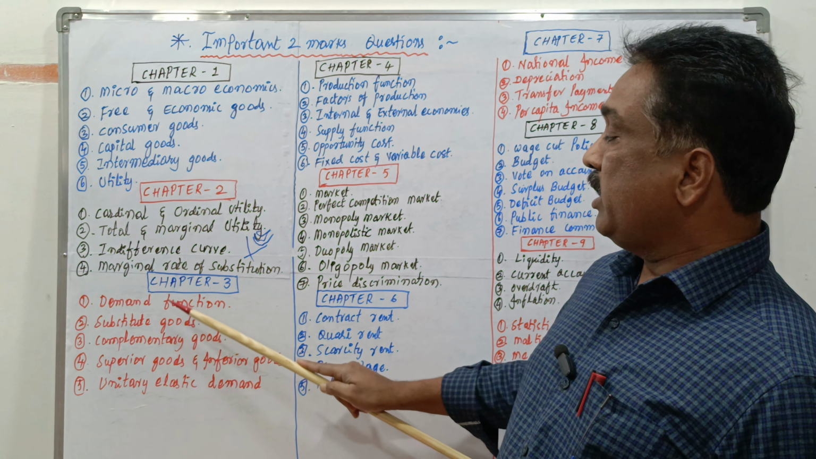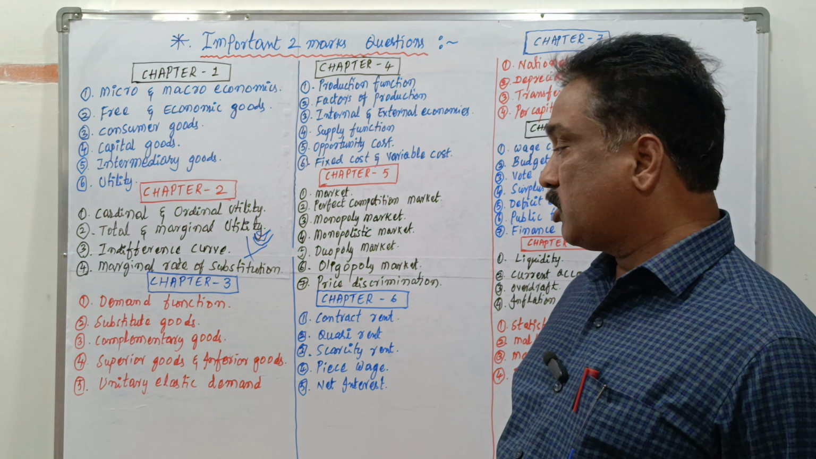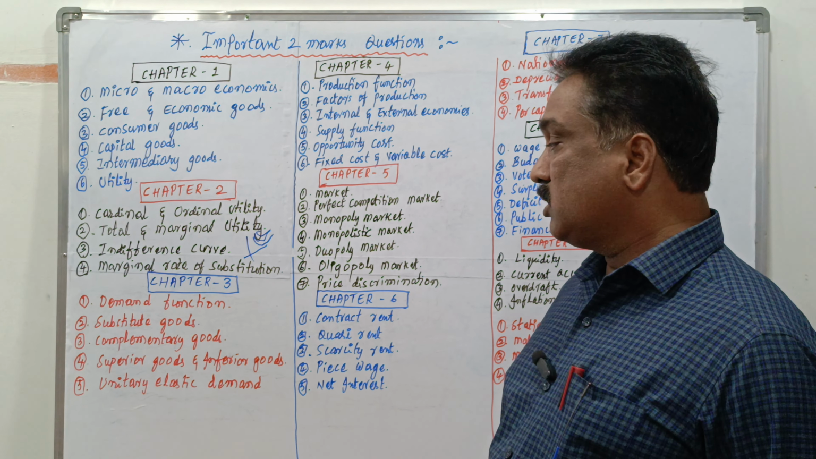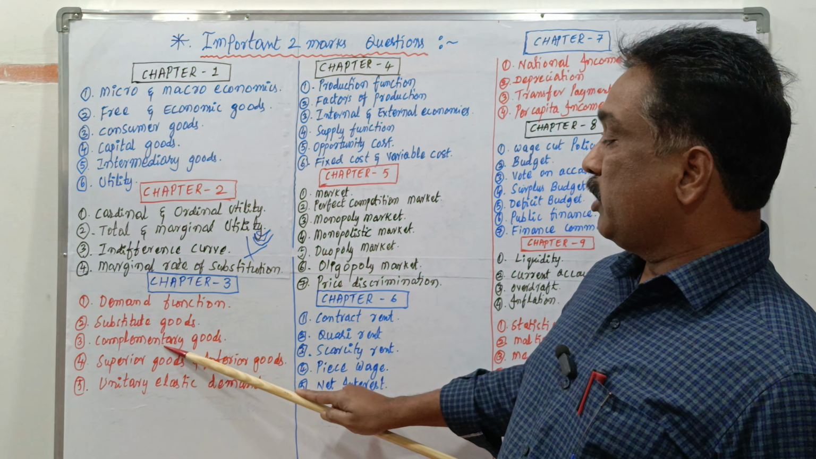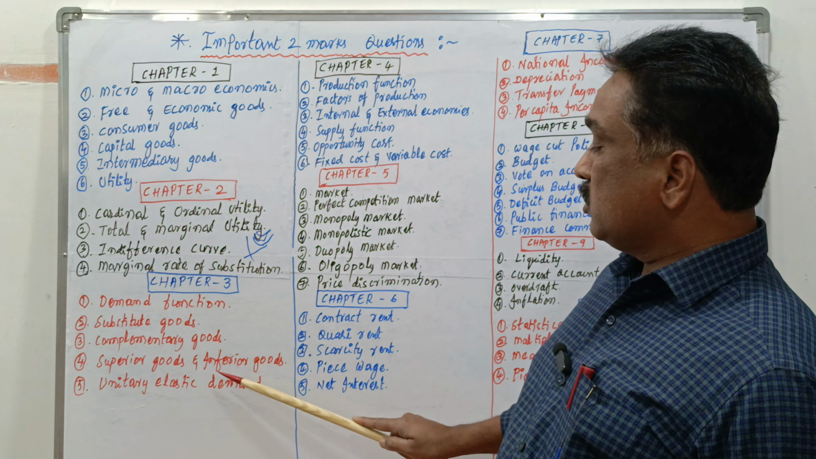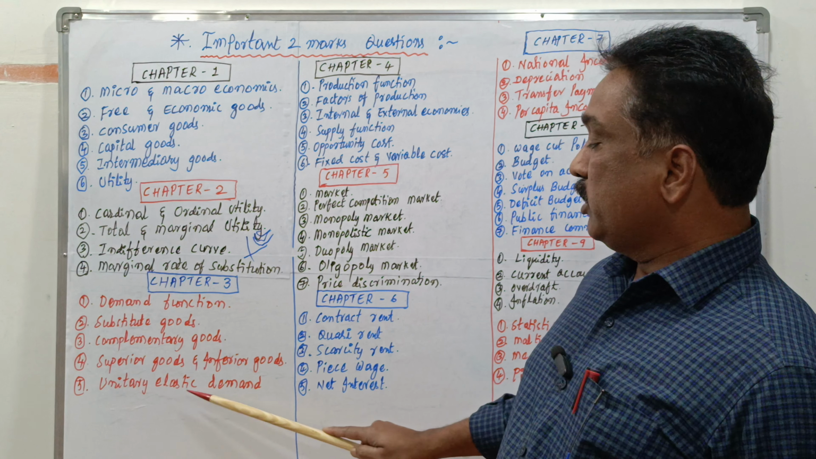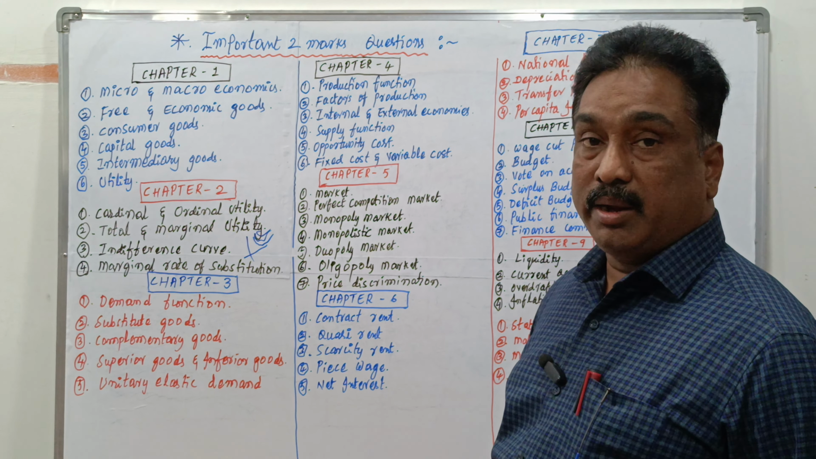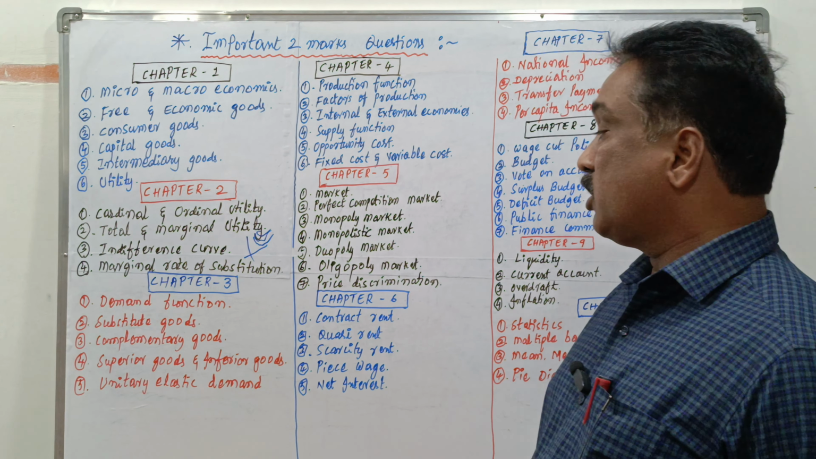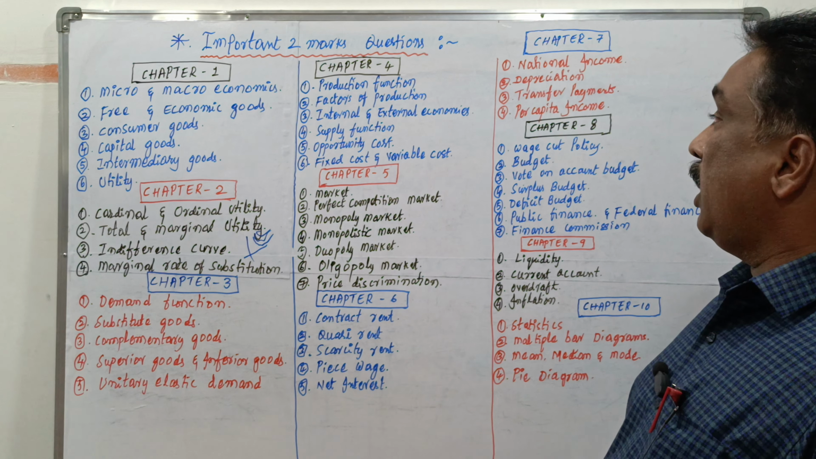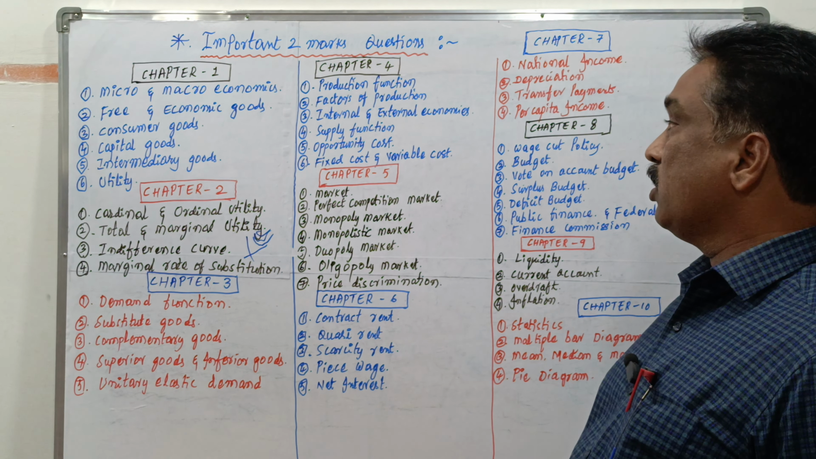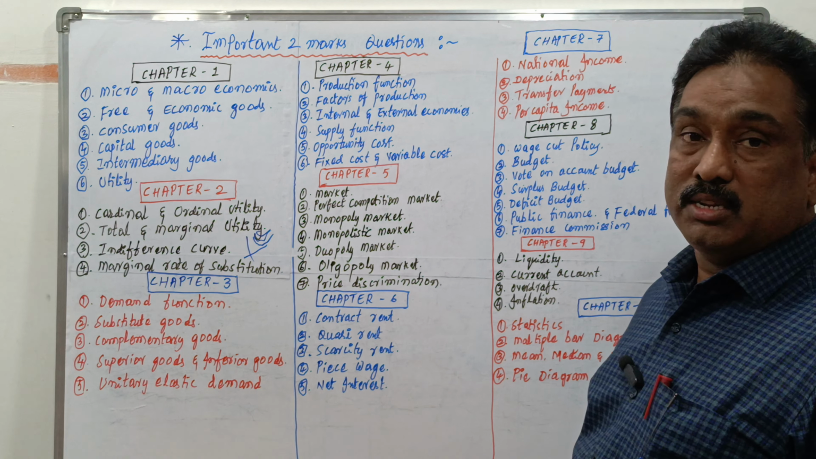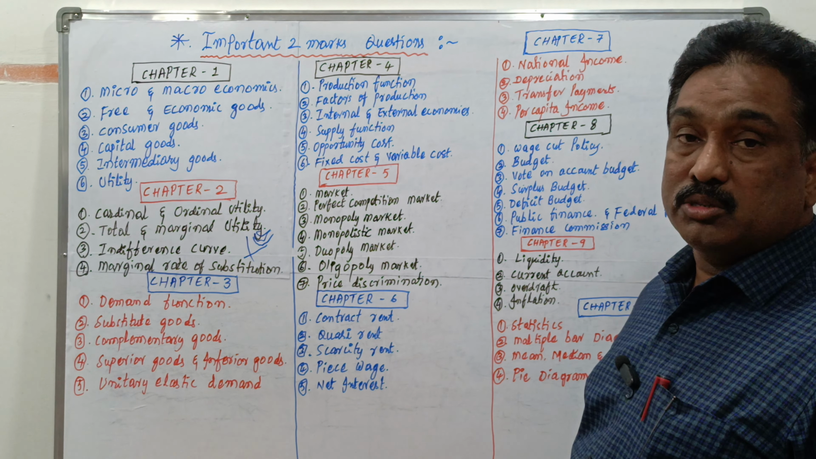Here, in chapter 3, I selected some important questions for the examination. Demand function, substitute goods, complementary goods, superior goods or inferior goods, unitary elastic demand. So those are the chapter 3 important 2 marks questions. And chapter 4 important 2 marks questions. What are the chapter 4 important questions? Here I chose 6 questions in total.